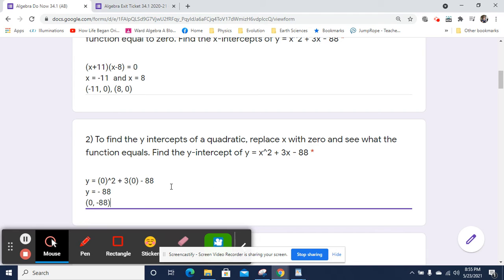Okay. Now, just a reminder, the standard form is ax squared plus bx plus c.